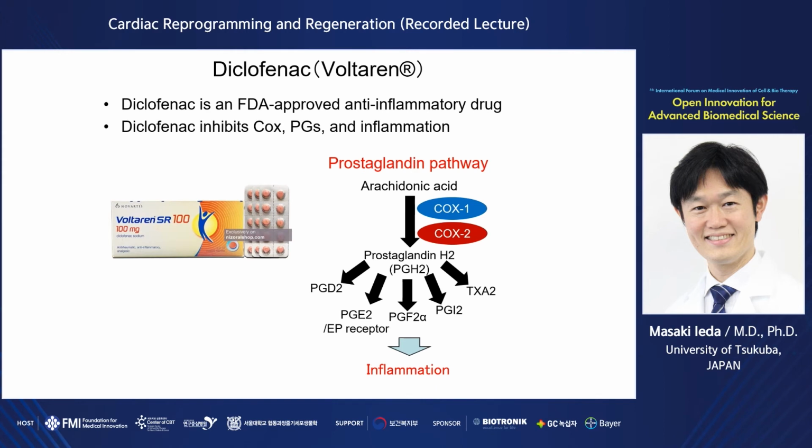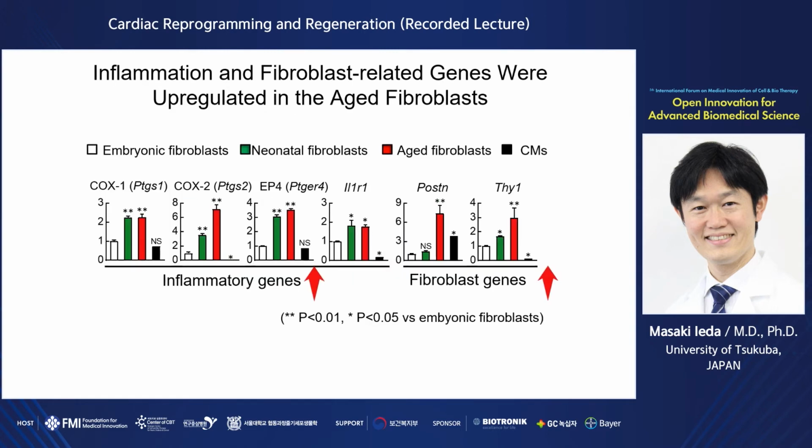So what is diclofenac? Diclofenac is also called Voltaren. It is an FDA-approved anti-inflammatory drug that inhibits COX-1 and COX-2, blocks prostaglandin synthesis, and inhibits inflammation. It is sold worldwide and is a very safe drug. However, at first we didn't know why diclofenac could improve cardiac reprogramming in vitro.